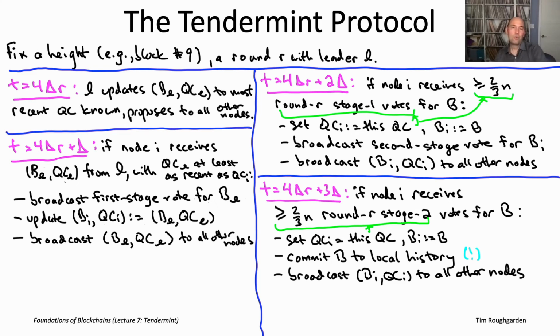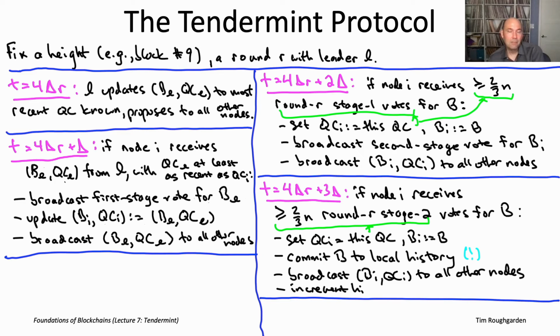If node I makes it through this fourth phase, at that point it has decided upon the current block number, on block number 9. So naturally it's going to start working in the next round on block number 10. So whatever the local variable is keeping track of the block number, that's going to get incremented for node I. I'm using h sub I here to denote the block number that node I is working on. So we're almost done with the description of the pseudocode.